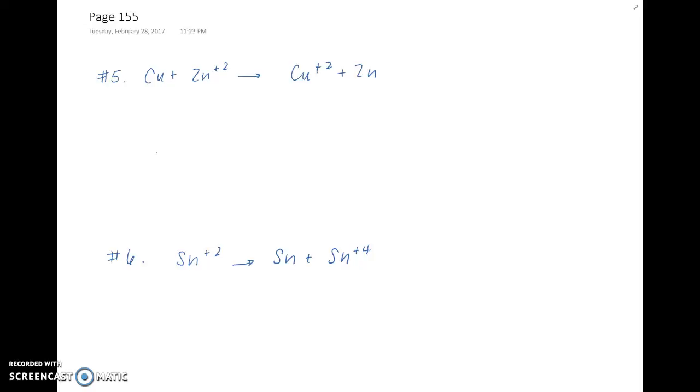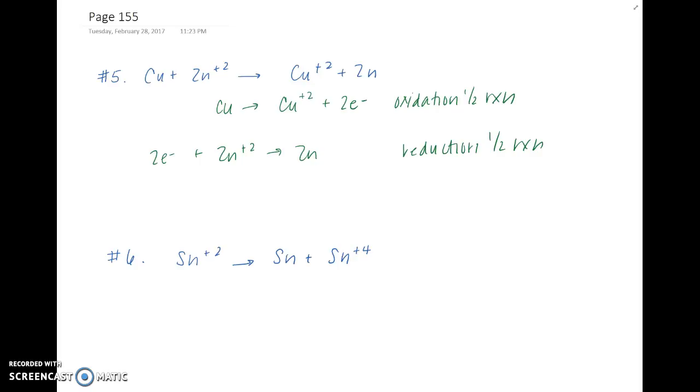So let's go over your homework from last night. On page 155, they give you two problems, and I asked you to give me the two half reactions. So this would have been one of the half reactions. And since the electrons are on the product side, this is oxidation.